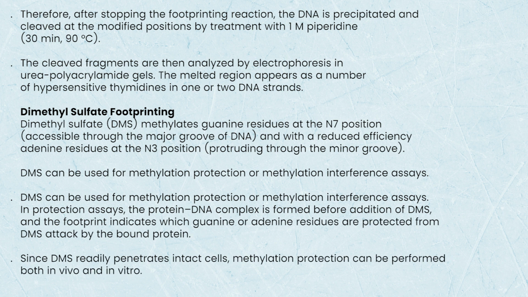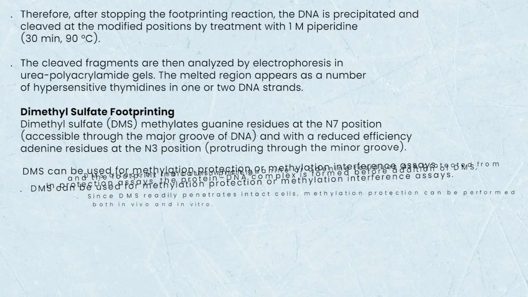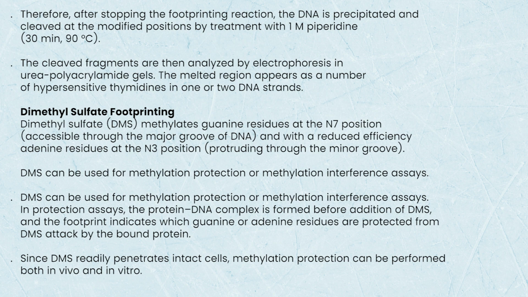Next one is dimethyl sulfate footprinting. Dimethyl sulfate methylates guanine residues at the N7 position and, with a reduced efficiency, adenine residues at the N3 position. DMS can be used for methylation protection or methylation interference assays.